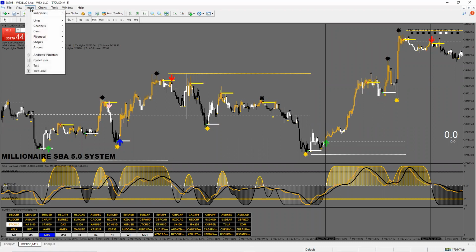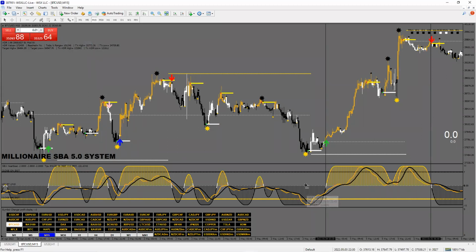Okay, let me see if I can insert. Here you go. Let's go ahead and do a rectangle right there. That's what you're looking for in a buy. You're looking for the star, the bar, and the green arrow. When you see that, you're going to go ahead and take that trade by pressing the buy button up here.